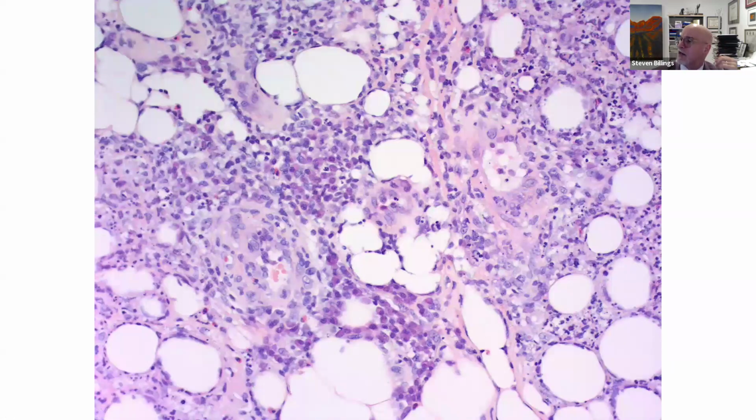Just a higher power picture showing that plasma cells are a frequent finding in lupus paniculitis. And plasma cells are not a common finding in subcutaneous panniculitis-like T-cell lymphoma, which is one of the differential diagnoses.